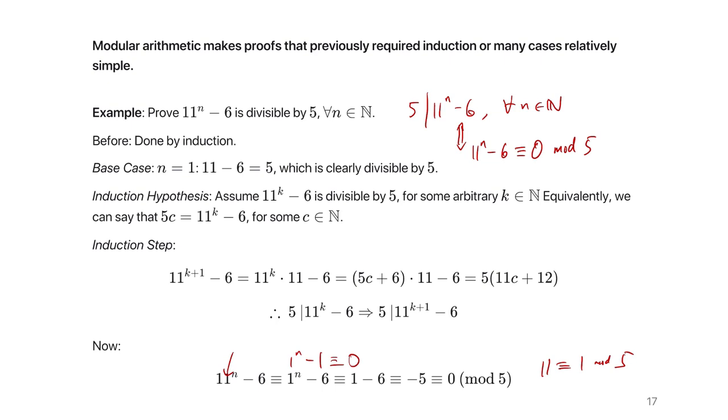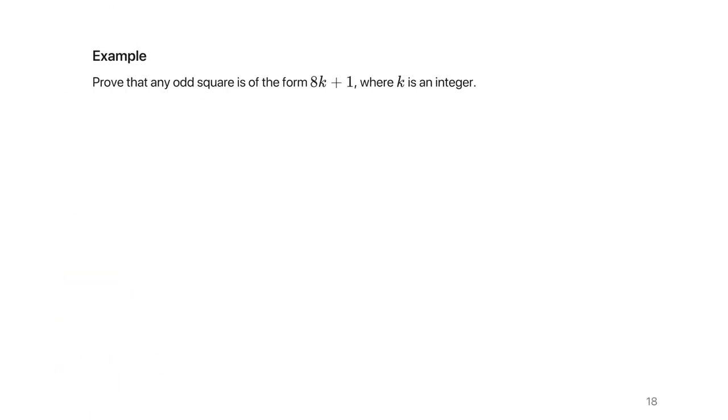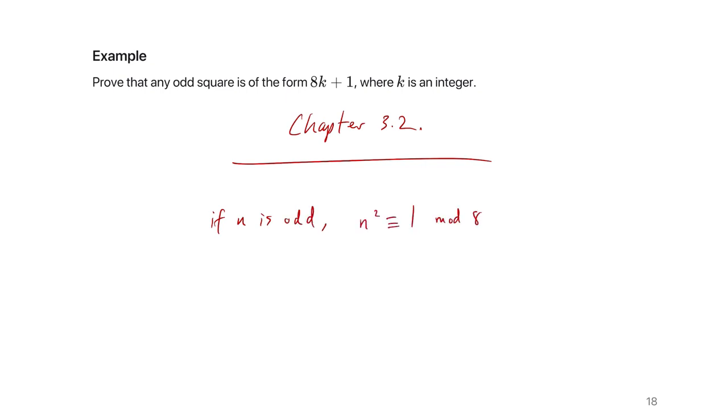Any other questions? Okay. So this is a proof that I don't think we have time to finish right now. This is in the textbook, though. If you scroll to the very bottom of the new 3.2 section, chapter 3.2, this exact proof is there. Okay, so I'd recommend you take a look at it. But really, all it boils down to is, prove any odd square is of the form 8k plus 1. That's equivalent to showing that if n is odd, then n squared is equivalent to 1 mod 8.